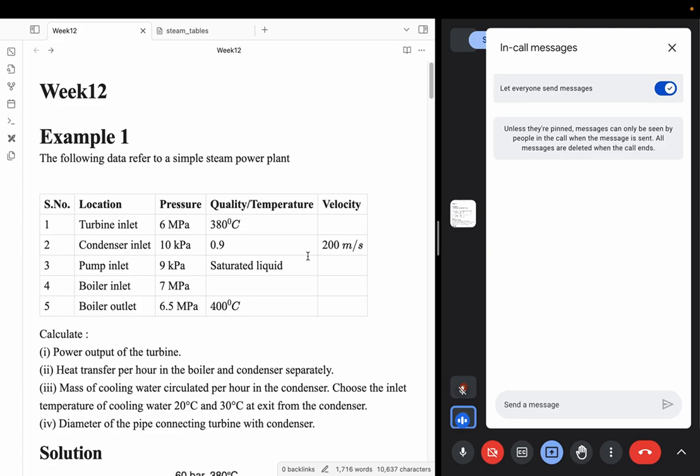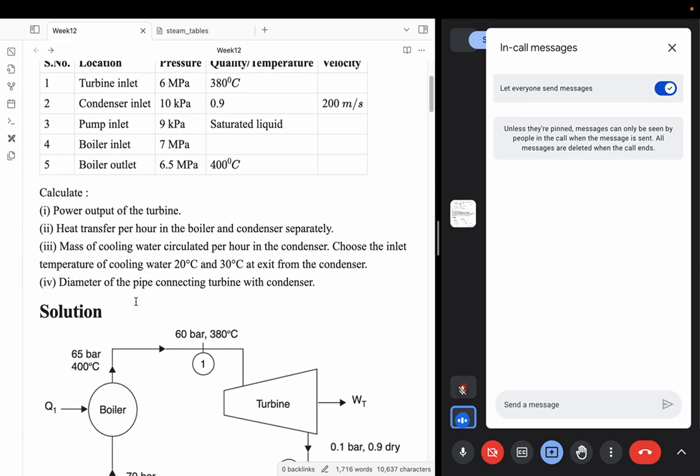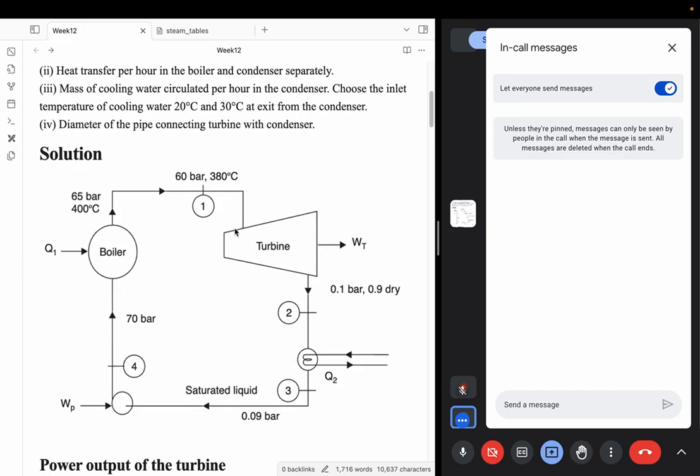So the first problem is you have a steam power plant with the turbine inlet, condenser inlet, pump inlet, boiler inlet and the boiler outlet. So you see something like this. The inlet to the turbine is at 60 bar, 380 Celsius, and the outlet is at 0.1 bar.